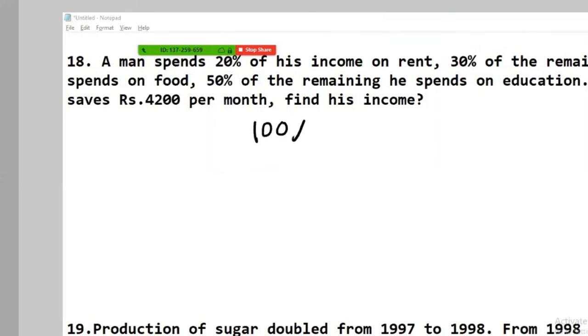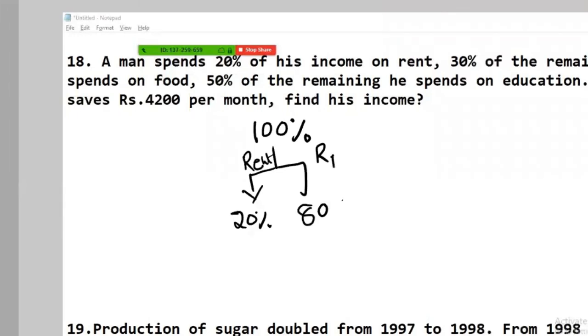Now you can see your solution. I am assuming that fellow's income is 100%. He spends 20% on rent. What is the remaining? Don't do 20 plus 30 is 50, 50 plus 50 is 100, so that he spent everything. Don't say the question is wrong. So the remaining is 80%.